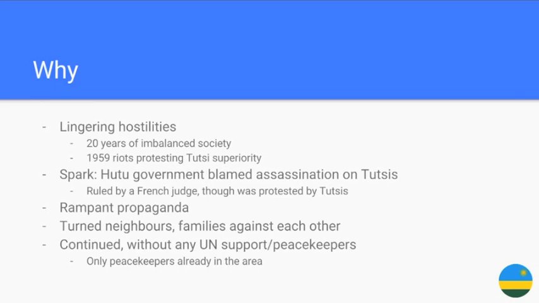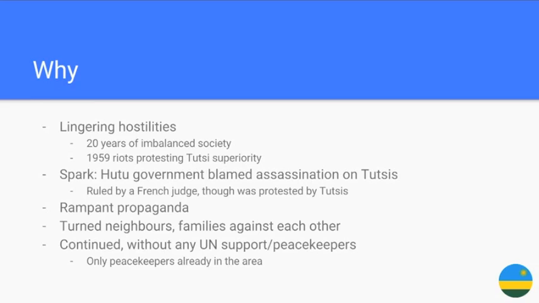Additionally, in 1959, there were riots protesting the Tutsi superiority. So the country had a really long history of violence between the two groups, leading up to that civil war that started in 1990 and, I believe, continued through the genocide. I consider that to be one event. Sorry about the dogs. But the spark would have been that the Hutu government blamed the assassination on the Tutsis, and all of the Hutu people followed. There was rampant propaganda.